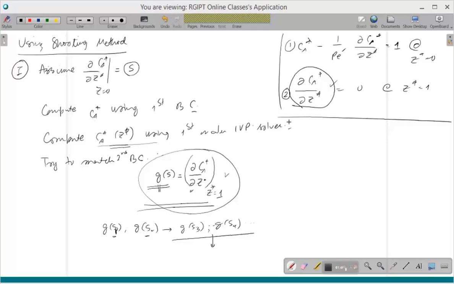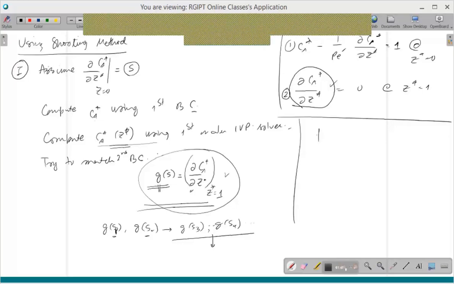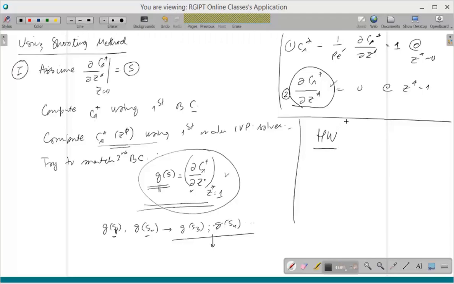Okay, so any question on this? That will be your homework. Take, for example, some realistic values. You can start with some Peclet number and some R value, and find out by implementing this shooting method how CA star changes with Z star for a given set of Peclet number. Then you can play around with Peclet number and R to see how things change, and what difficulties you might face. You have to let me know. So please do that.